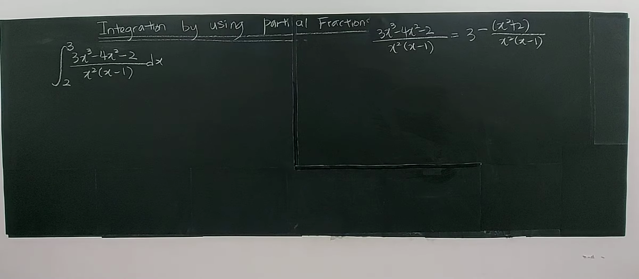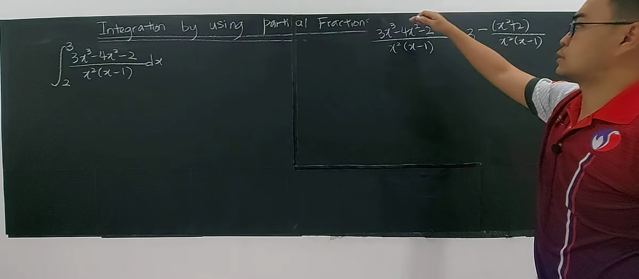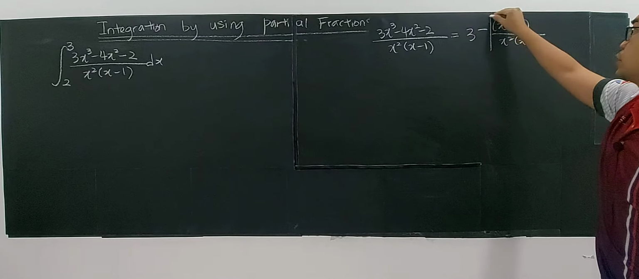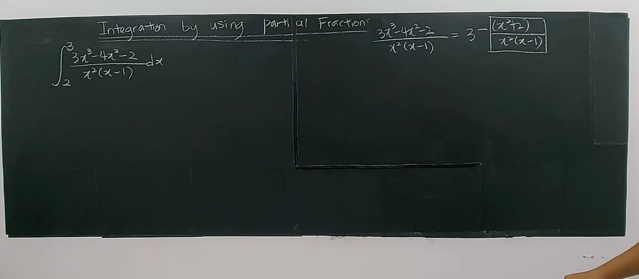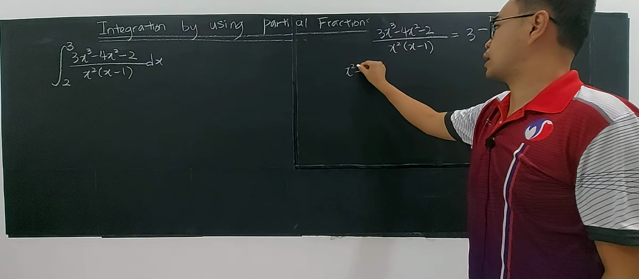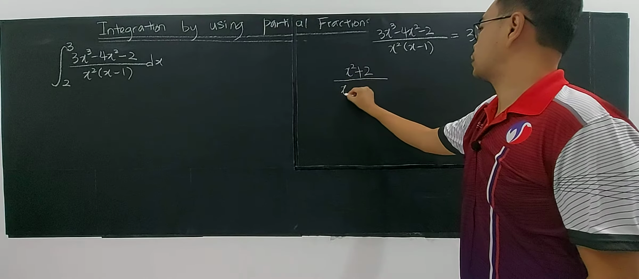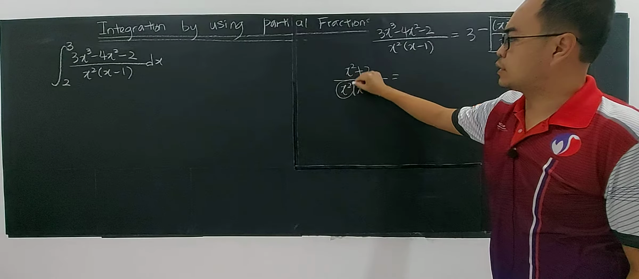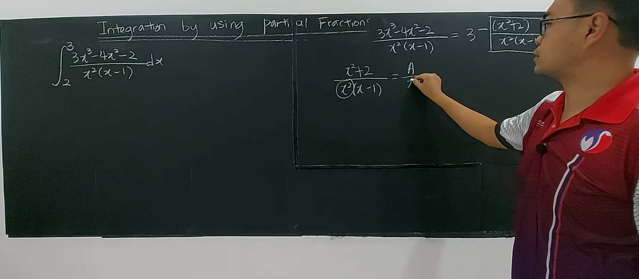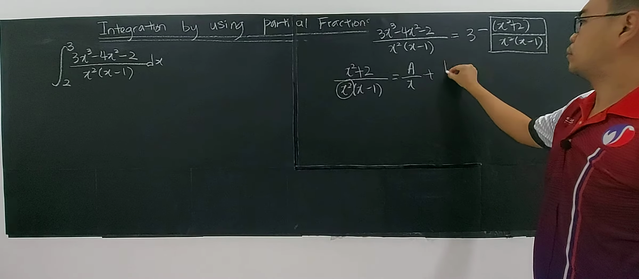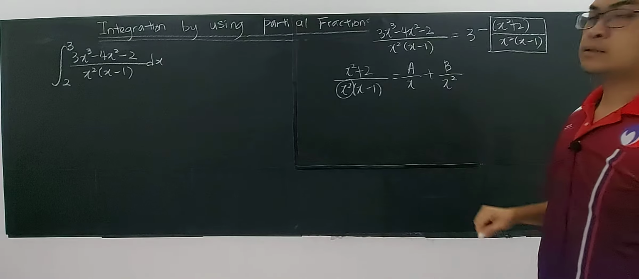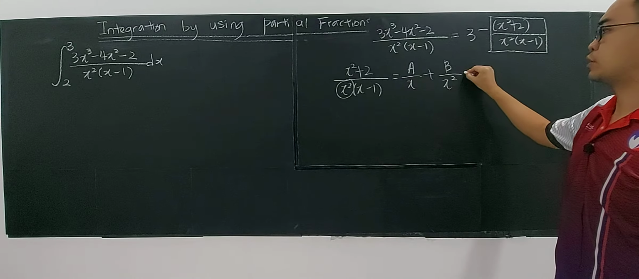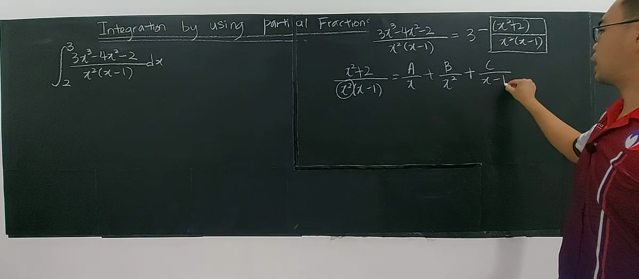Alright, let's continue. Just now I have shown you that by using this improper fraction, I have written it as a proper fraction by using long division. But for this section here, we still need to decompose it into its partial fractions. So x squared plus 2 over x to the power of 2 times x minus 1, I have to further decompose, where this is a repeated linear factor. So I can write A over x, B over x squared. If you still remember the concept of partial fractions, this is the suitable form for this fraction. Plus C over x minus 1.